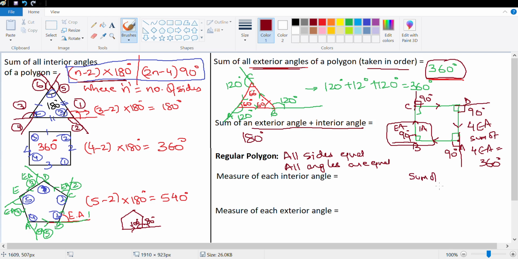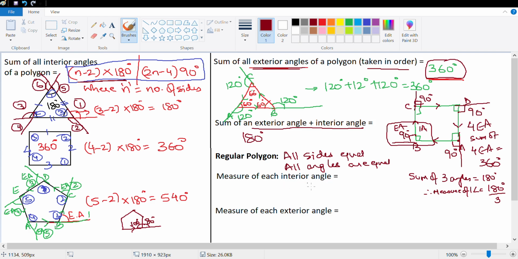Sum of three angles is equal to 180 degrees. Therefore, the measure of one angle will be equal to 180 degrees upon 3. Why? This is pure unitary method because all angles are equal. Now let's apply this to a standard formula.